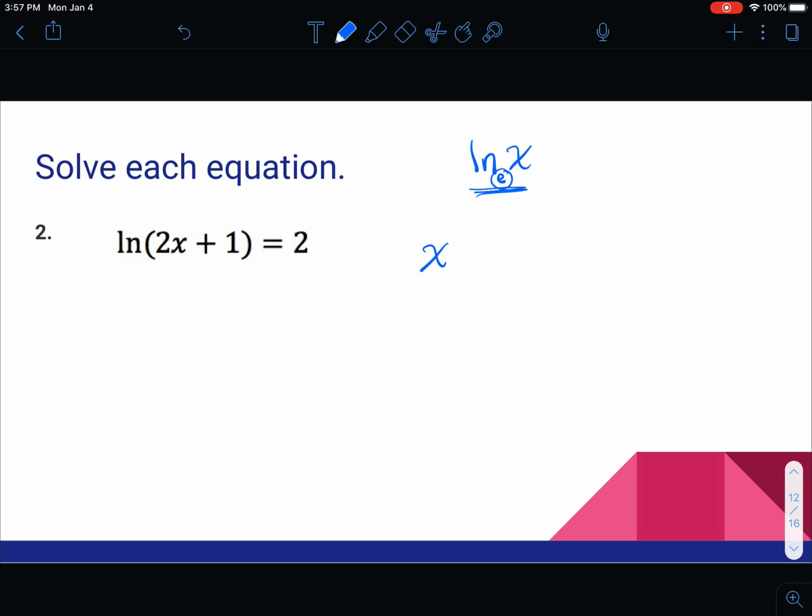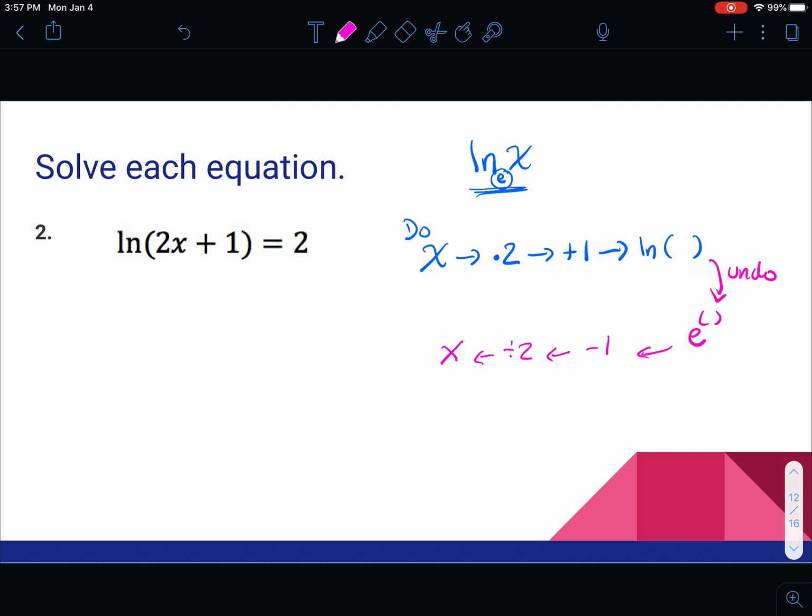So let's think again with our do and undo steps. So what was done to x first? Well, it was multiplied by 2, then 1 was added to it, and then the natural log was taken. So to undo, we're going to exponentiate. And what's the base of natural log? It's e. So we're going to exponentiate using that e as the base. Then we'll go ahead and subtract 1. We'll divide by 2, and we'll be left with x all alone.